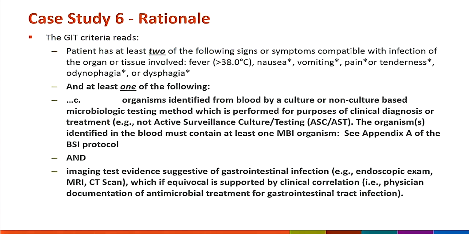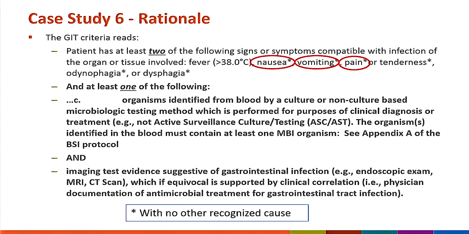And here's the rationale for this. The GIT criteria reads that the patient has at least 2 of the following signs or symptoms compatible with infection of the organ or tissue involved. In this case, it's fever, nausea, vomiting, pain or tenderness, odynophagia or dysphagia. And you'll notice that all but fever have an asterisk after them. And that asterisk is related to the statement with no other recognized cause. In this case, the patient had 3 of them. She had nausea, vomiting, and pain.